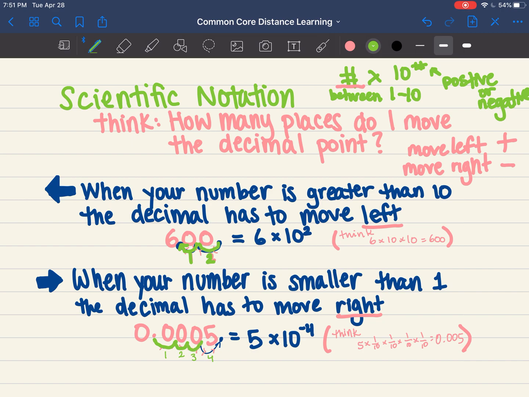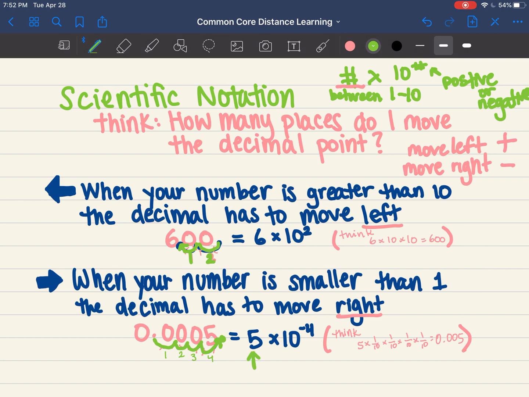Right here I have 0.5. Careful. You might want to put your decimal place there and leave it there. But is 0.5 between 1 and 10? No, it's not. So we need to keep going. And right here, we end and we have the number 5. 5 is between 1 and 10, so that's what we're going to write right here.